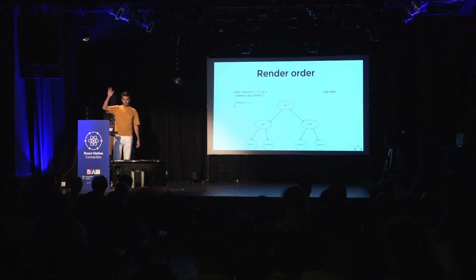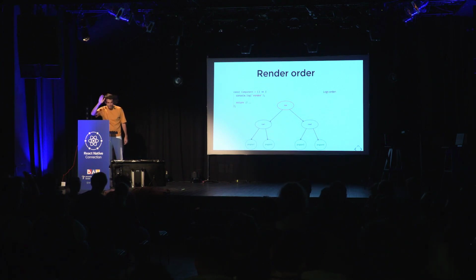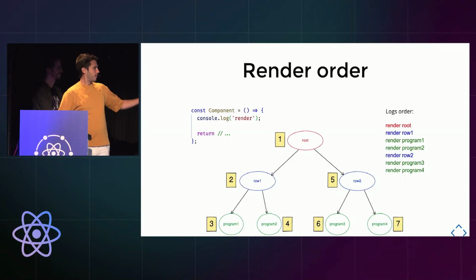Maybe by raising your hands, how many of you think root is the first one? Okay, maybe 10, 20%. Okay. Good job, it is. It's root, then row 1, then program 1, 2, and then it goes back to row 2, and so on.